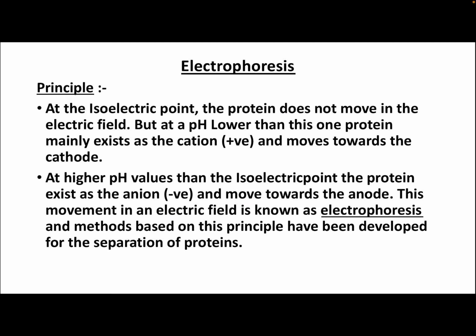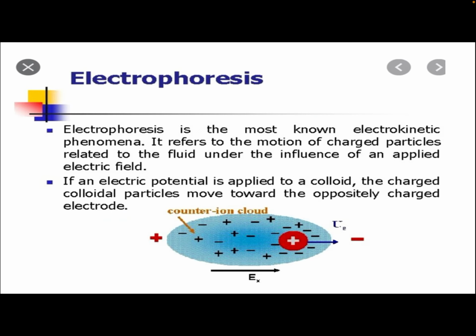This movement in an electric field is known as electrophoresis. So in electrophoresis the anion moves to the anode and the cation moves to the cathode. Methods based on this principle have been developed for the separation of proteins. This principle is used in the separation of proteins.